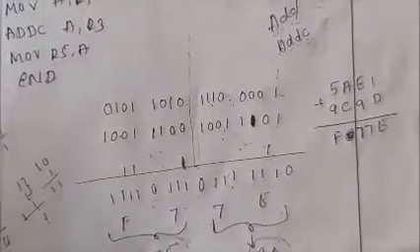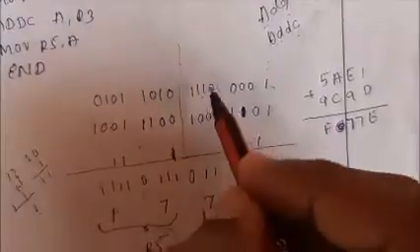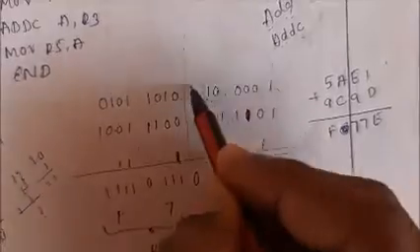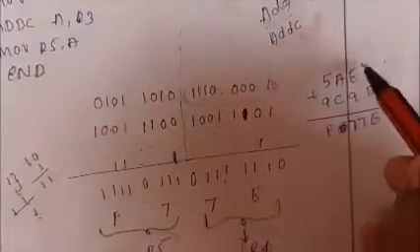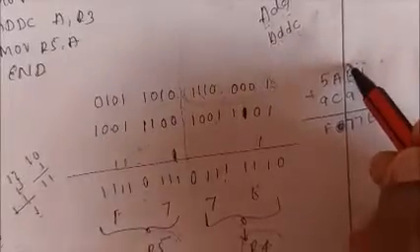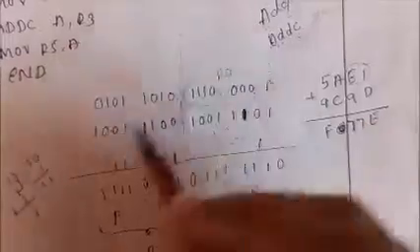So how can I load this one? I will load it in such a way that this entire 8-bit data, or this entire 1 byte, I will store in the R0 register.